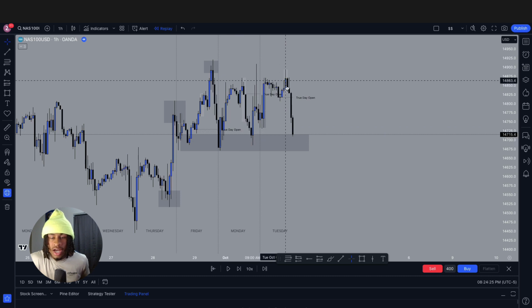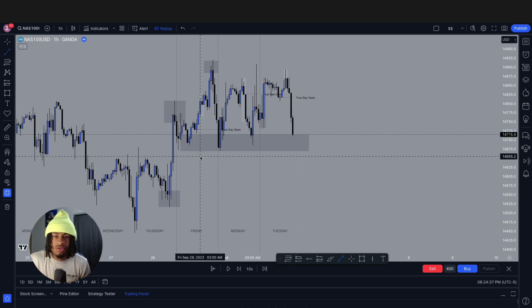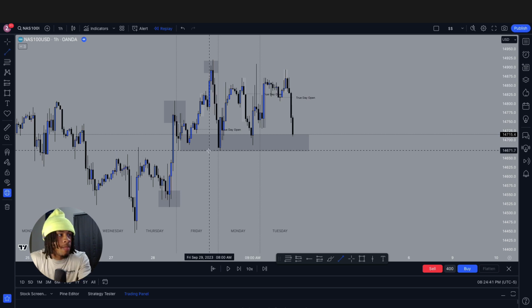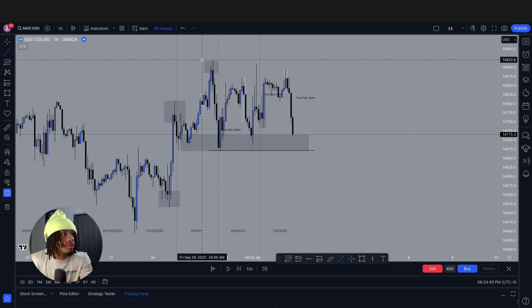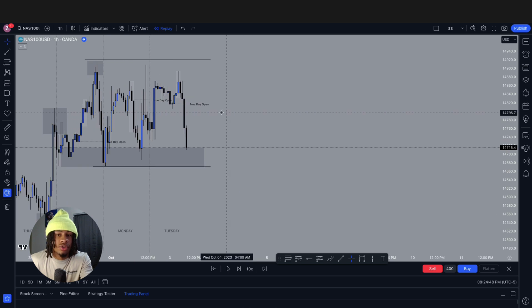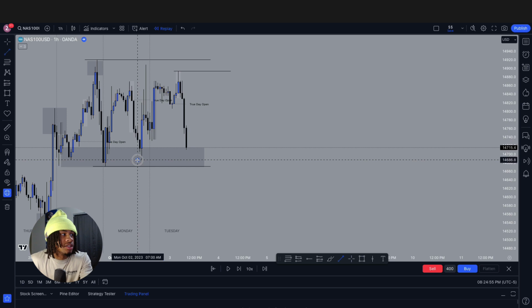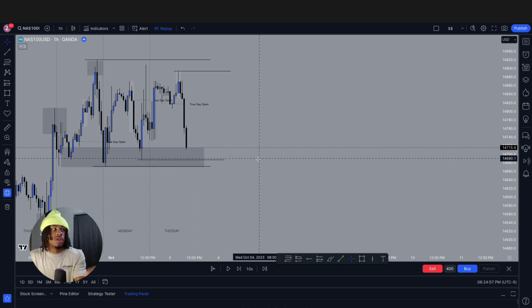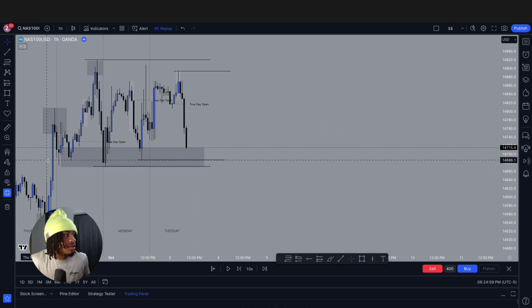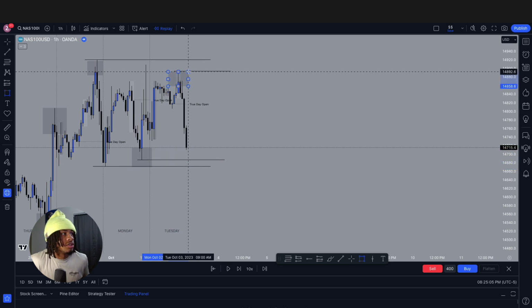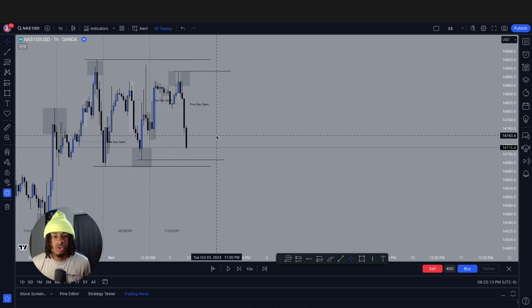In here is our range. So since we understand the range, we can go ahead and mark up our external range liquidity. Now we can go even further. This is external range liquidity as well. This is, I would say, external range liquidity as well. Why? Because this is a swing low, this is a swing high. It's simple.